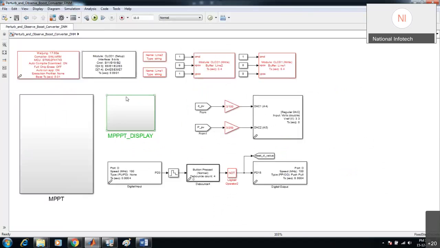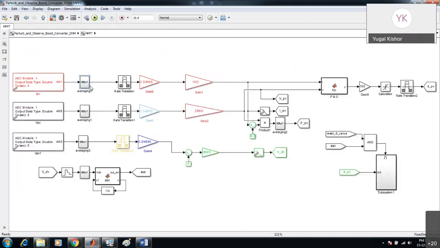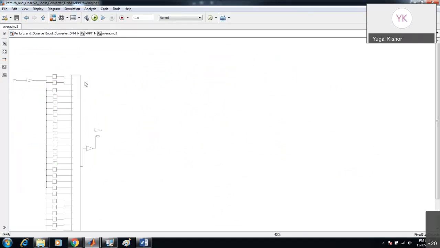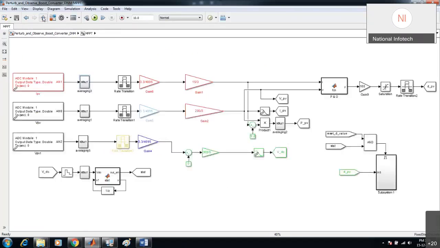Sir, what is the utility of these blocks? I'm not able to understand this average. So let's see what this signal will be carrying.